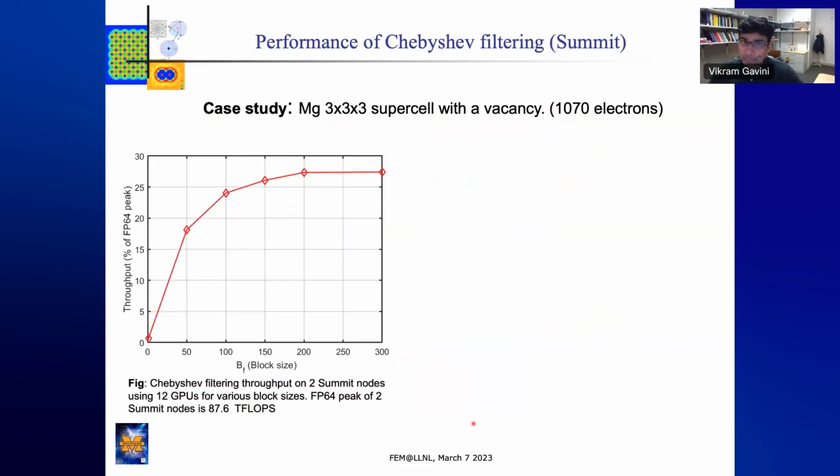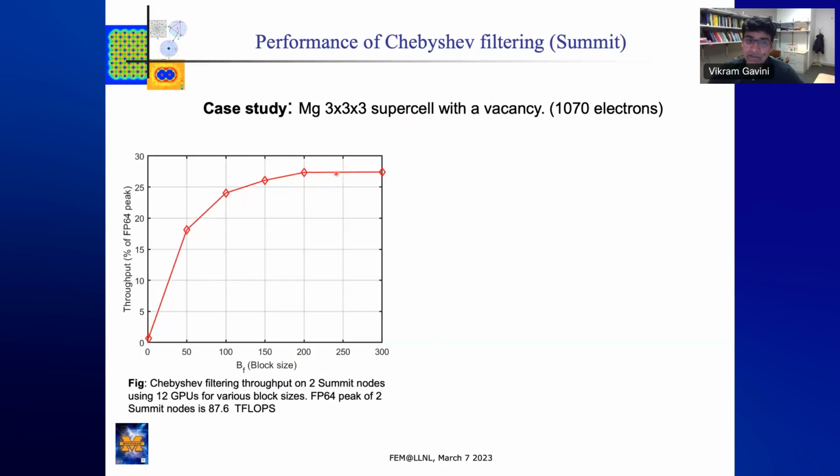So this is the performance of the Chebyshev filtering on Summit, and this is for a system with about 1,000 electrons. So as you can see, as we increase the block size, we get very good throughput performance and go above 25% on Summit.